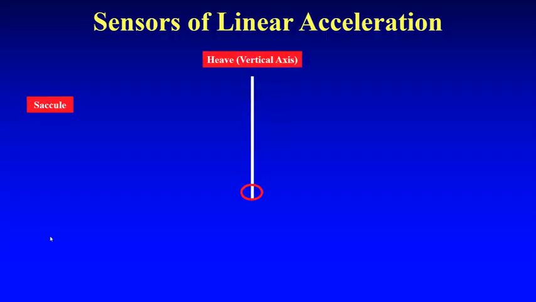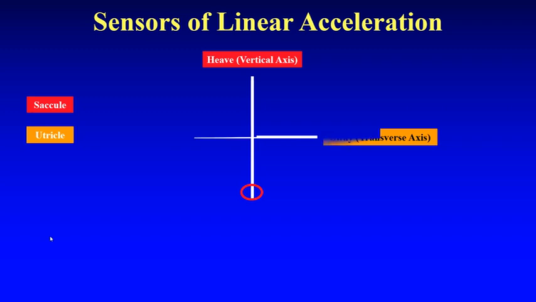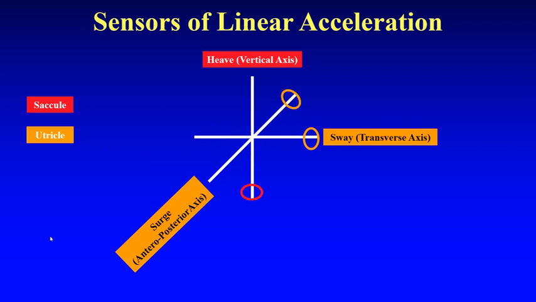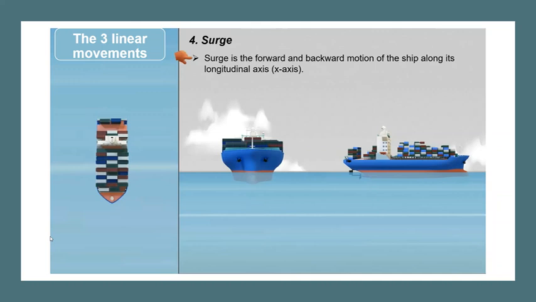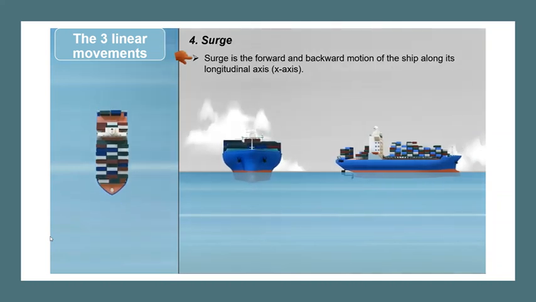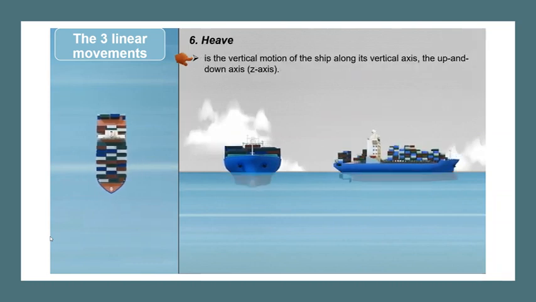The sensors of linear accelerations: heave gauges the motion in the vertical axis as we go up and down in the elevator. The utricle gauges sway, which is side to side movement, and anterior posterior movement, which is called surge, as we move on a walkway at the airport. So this is the surge, this is the sway, and this is the heave. So linear accelerometers gauge these.